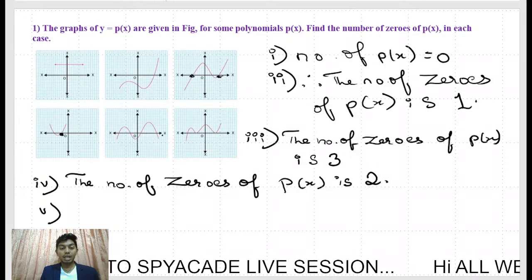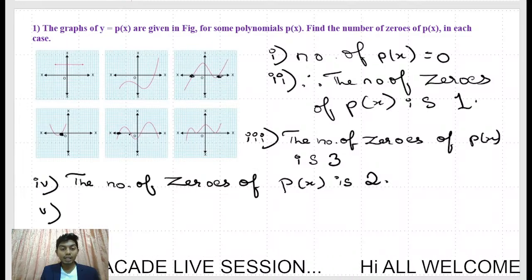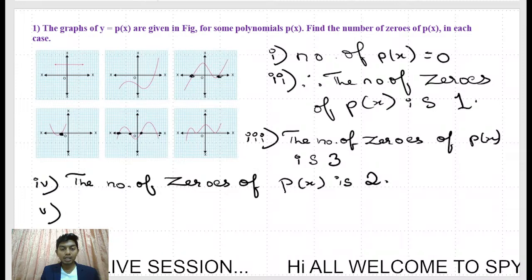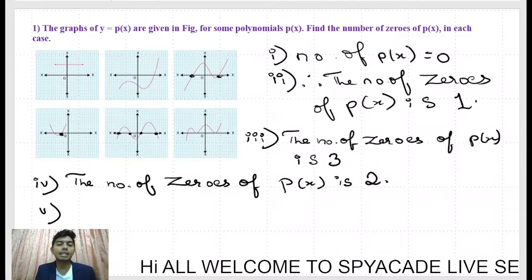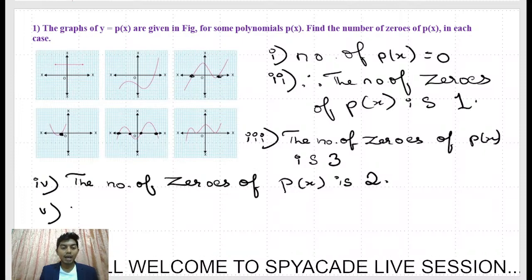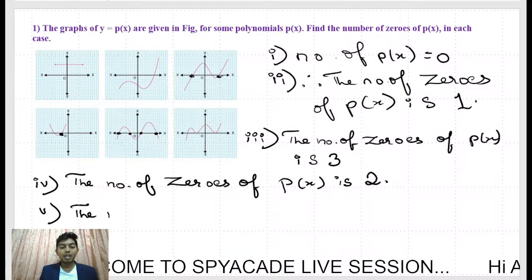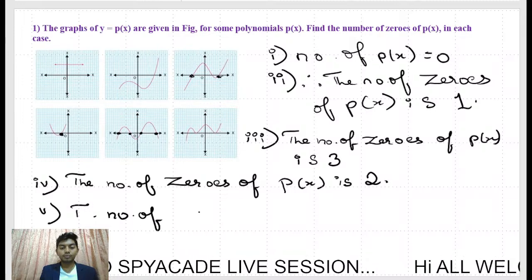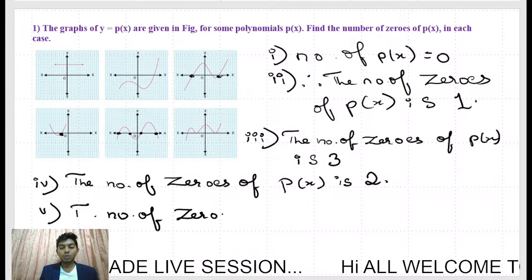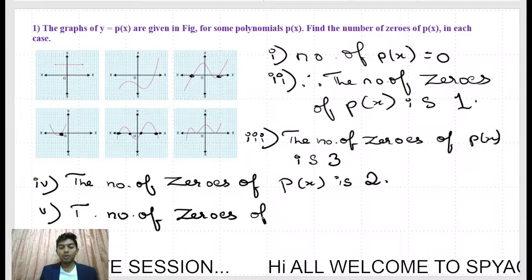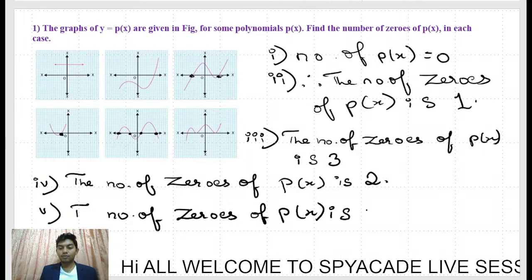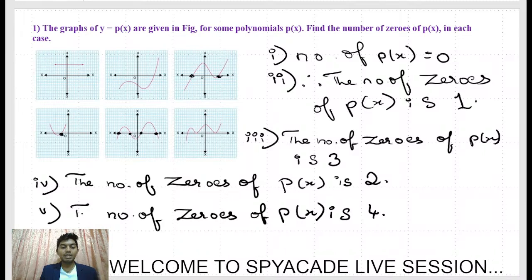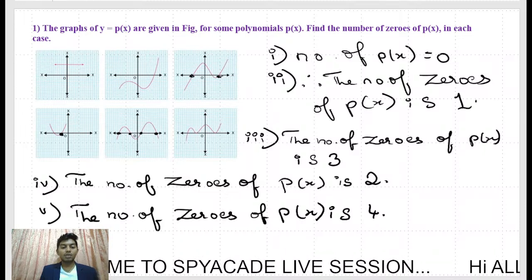1, 2, 3 and 4. See, 1, 2, 3 and 4. At 4 points the graph is crossing the x-axis. So here we have to write the number of zeros of p of x is 4, because at 4 places the graph is crossing.